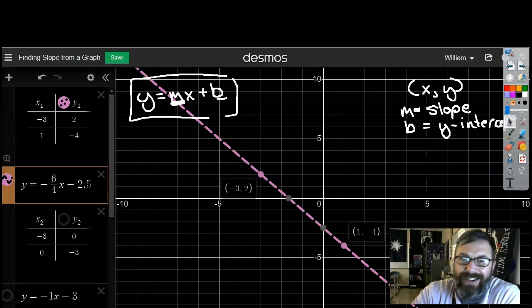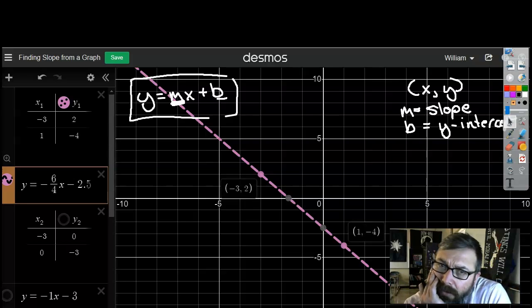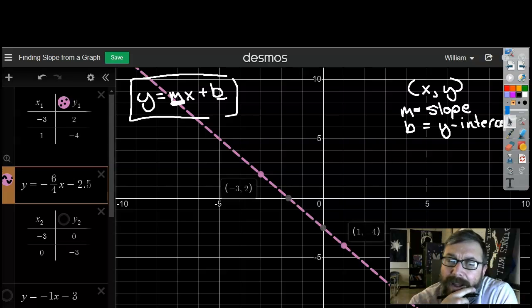Okay. So now the question is, how do I relate the steepness of a line? What am I measuring? Well, I'm measuring how far it's moving up and down.